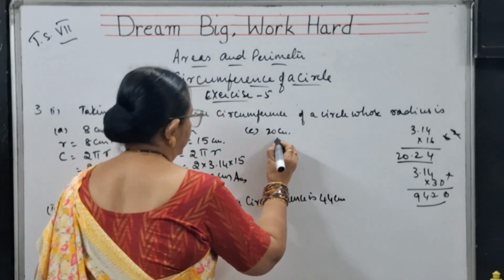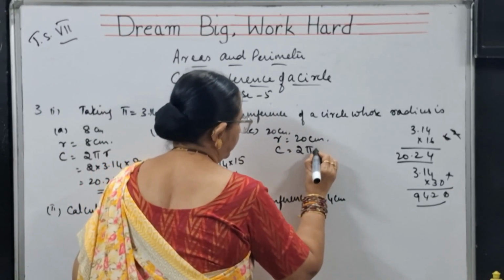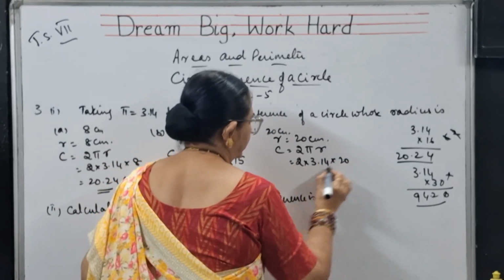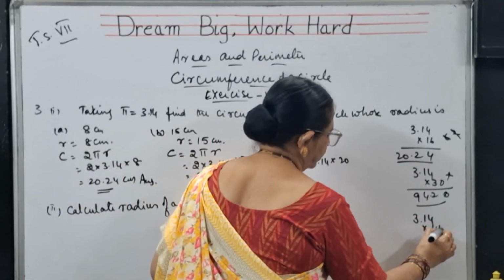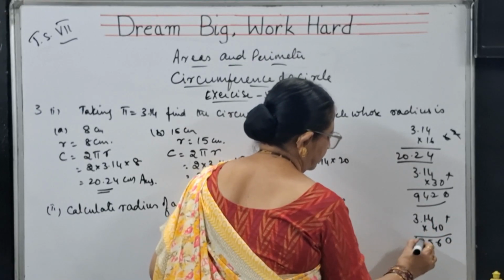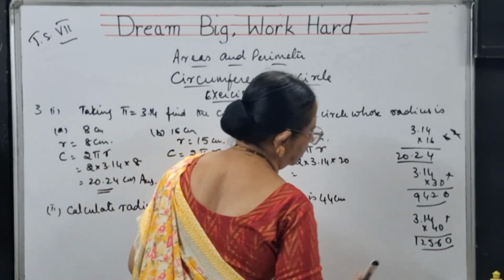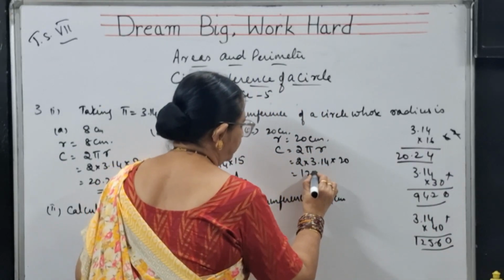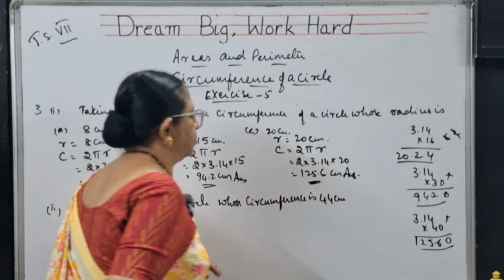Next, here radius is 20 centimeters. So circumference is 2 pi r, that is 2 into 3.14 into 20. 2 twos are 40, so 3.14 into 40, 0, 4 4s are 16, 4 1s are 4, 1 5, 4 3s are 12. So 125.6. 125.6 centimeters is the answer for this problem.